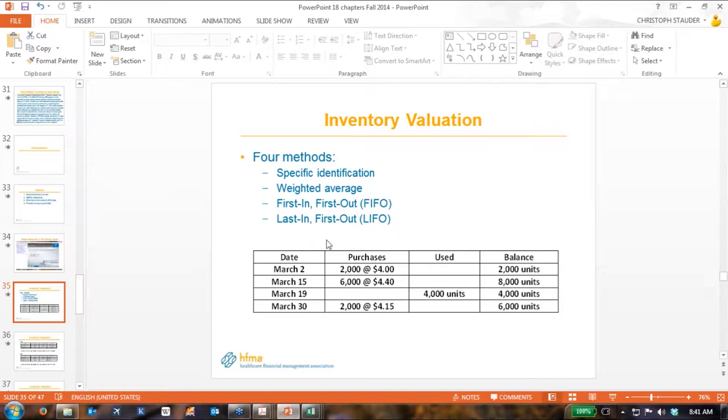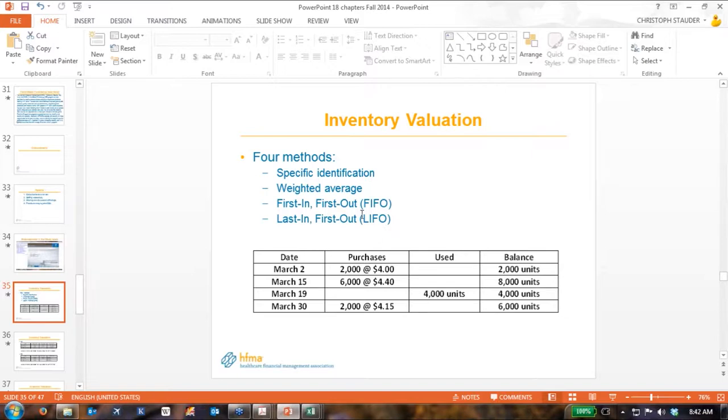Another way of doing it is by weighted average, and that is simply to take an average purchase price here, and then value what's left, the 6,000 units, at that average price, and dispense the 4,000 units that you used again at the average price.